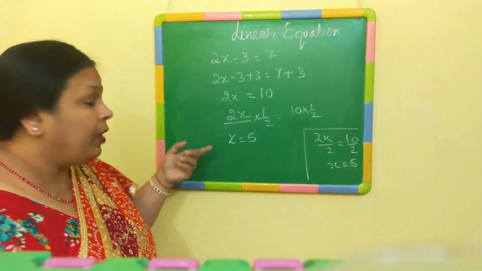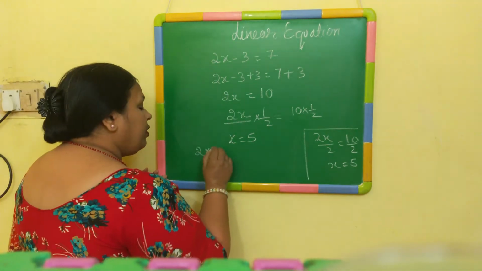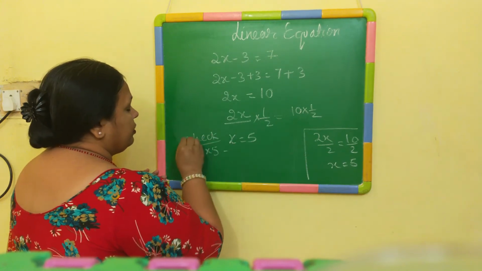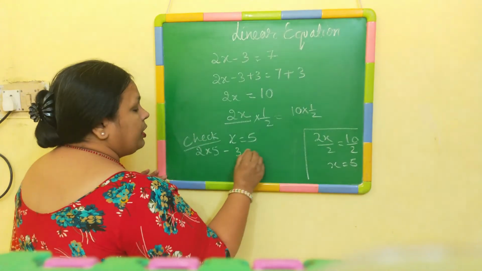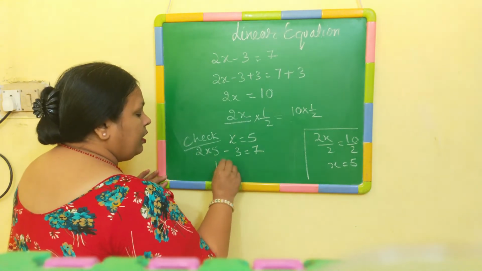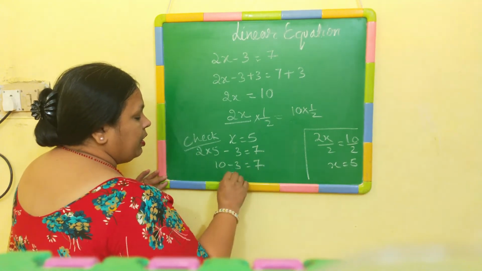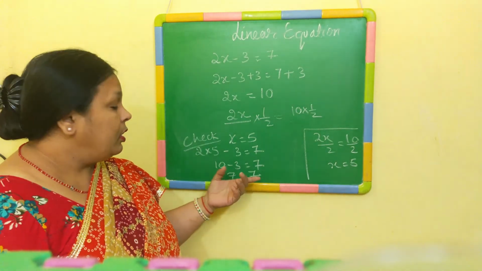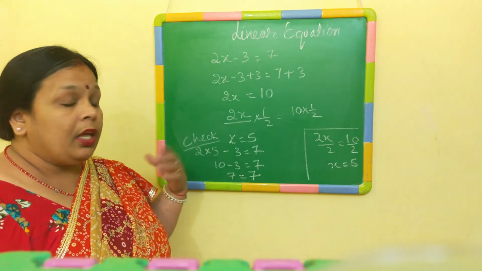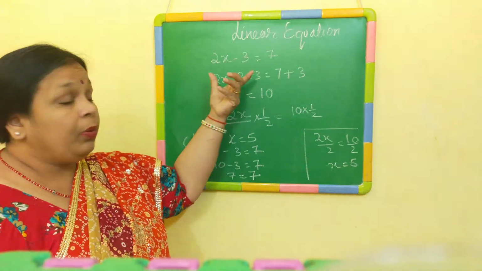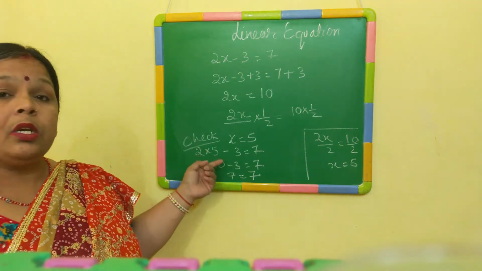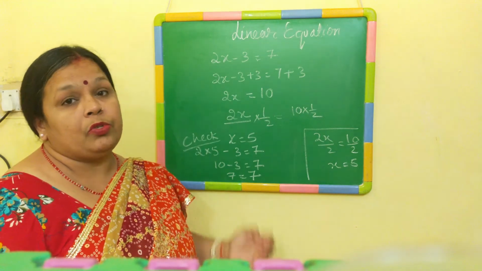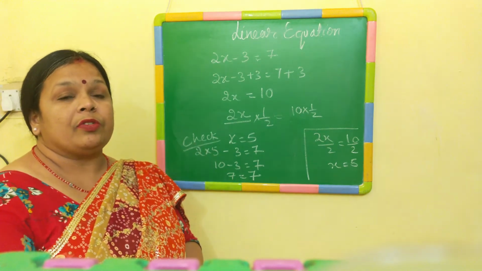Now how will we check that the value 5 is right or not? So simply we will be substituting x as 5. You can write here: check. 2 into 5 minus 3 is equal to 7. This is 10 minus 3 is equal to 7. 7 is equal to 7. We can clearly see that LHS is equal to RHS. So in such a case, we can say that the given equation is true for x is equal to 5. No other value will make 2x minus 3 equal to 7, that is LHS equal to RHS. Let's take the second example.